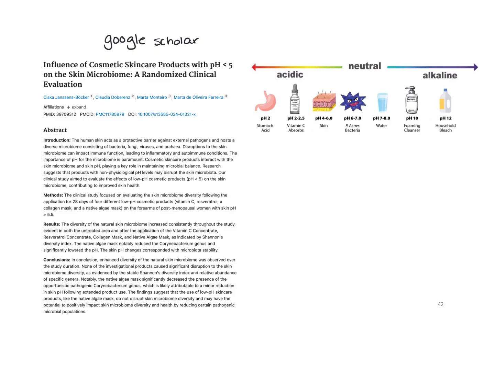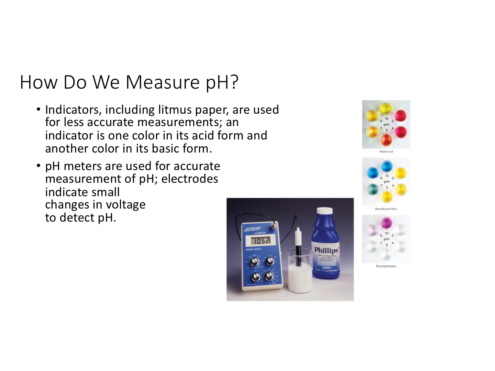So pH is important. Let's talk about how we measure it. If you're formulating cosmetic products, you need to measure the pH, right? If somebody's going to put it on the skin, you don't want it to be something that can cause skin irritation. There's a couple different things that we can use. We can use indicators, and one type of indicator is litmus paper, which changes color based on pH, right?